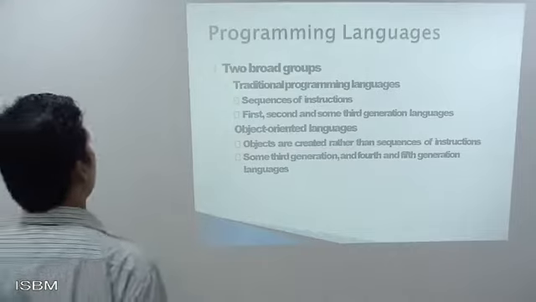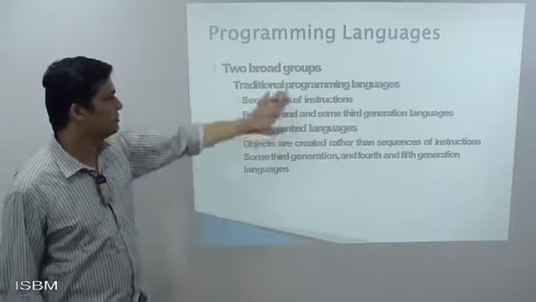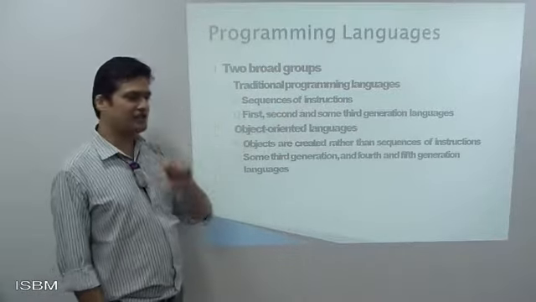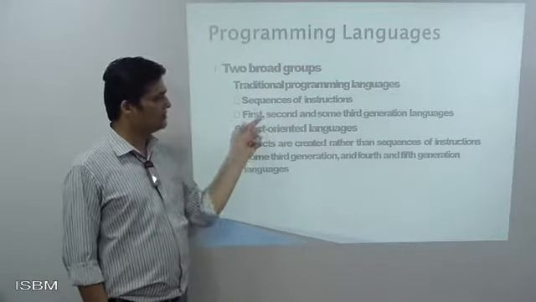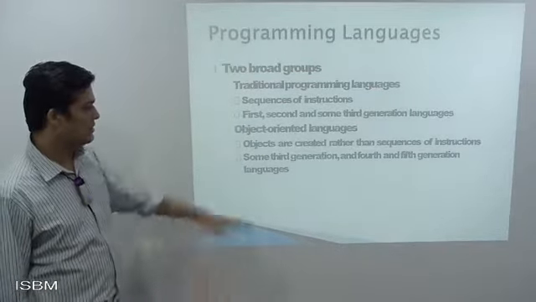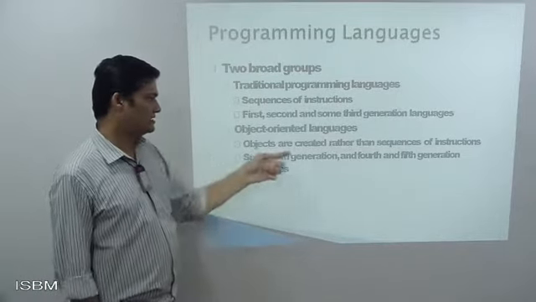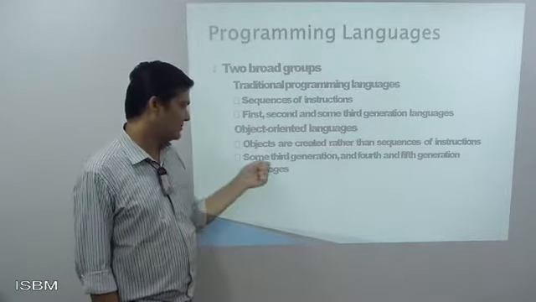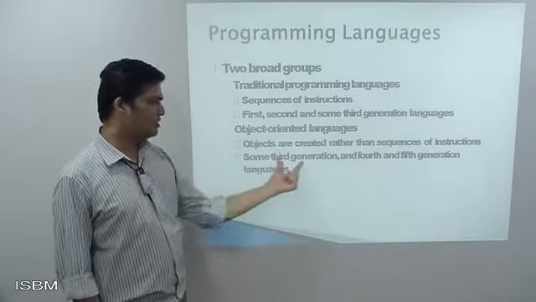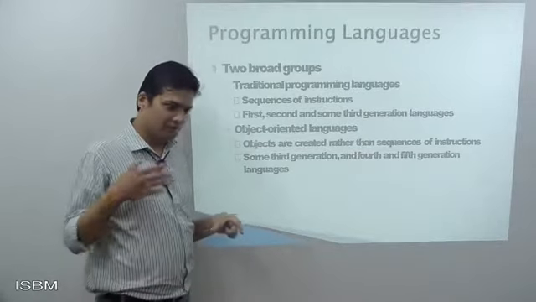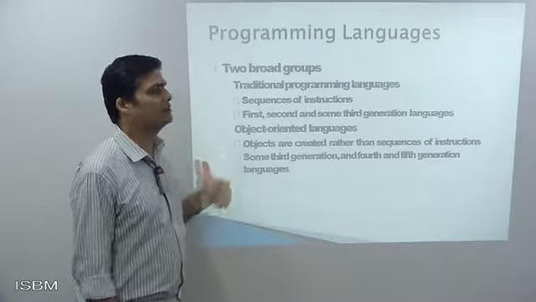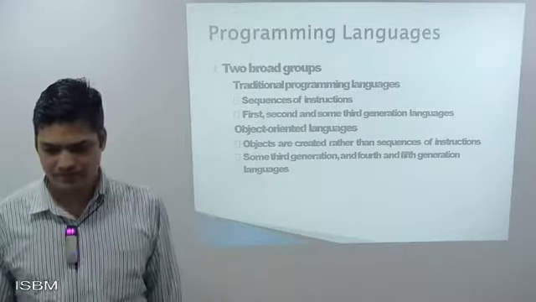So we have programming languages in two broad groups: traditional programming languages and object-oriented. Traditional programming language is a sequence of instructions, only instructions given in sequence, first, second, and so on. Up to third generation language you can see the traditional, and from fourth onwards objects are created rather than a sequence of instructions. A small amount of third generation, and from fourth generation onwards we are using the OOPS concept, which is called object-oriented programming concept, instead of traditional programming language.